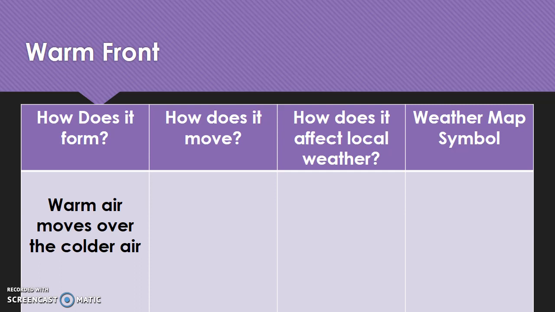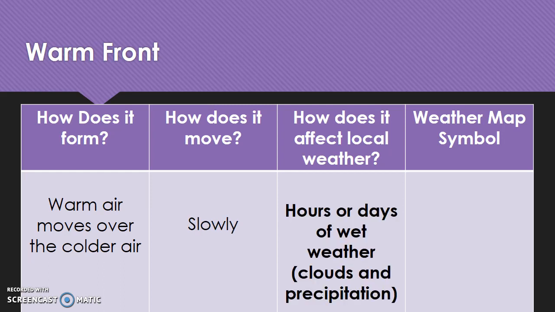We're going to start with warm front. If you don't have that as your first one, that's fine. Just wherever you have it, check to make sure you have the correct information. So how does it form? It forms when warm air moves over the colder air. So as they're coming together, the warm air kind of slides up and over the colder air mass. It moves slowly. It affects the weather by giving you hours or days of wet weather, clouds, precipitation, things like that.